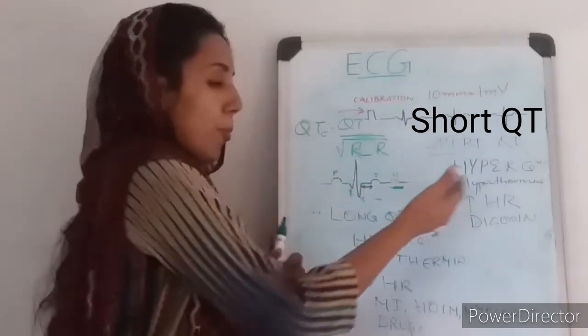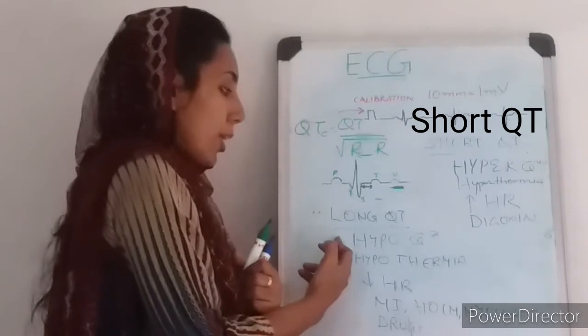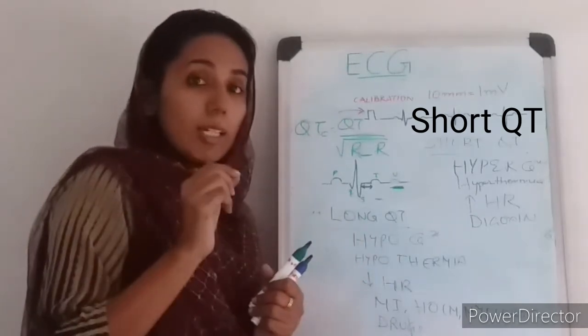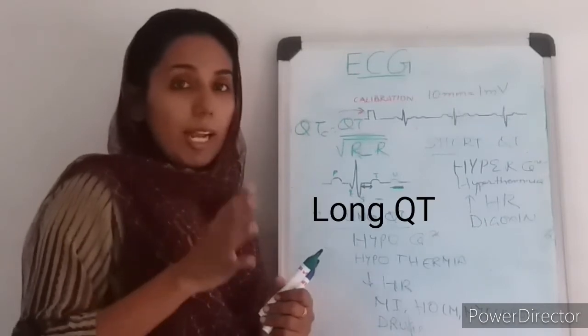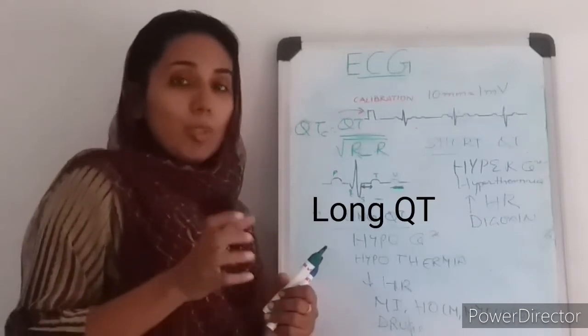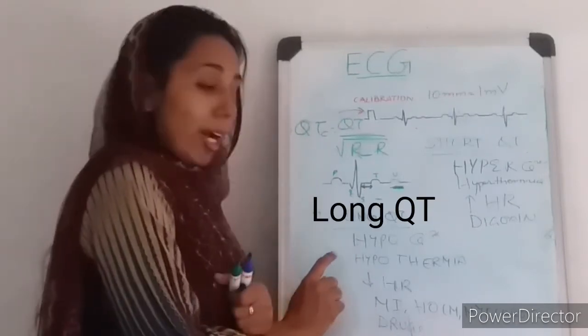Long QT, all the opposite side you can write here. Hypocalcemia, because calcium stops the heart in systole. Likewise, remember, hypercalcemia, heart is going to stop. So QT has to be prolonged only. So I used to remember.